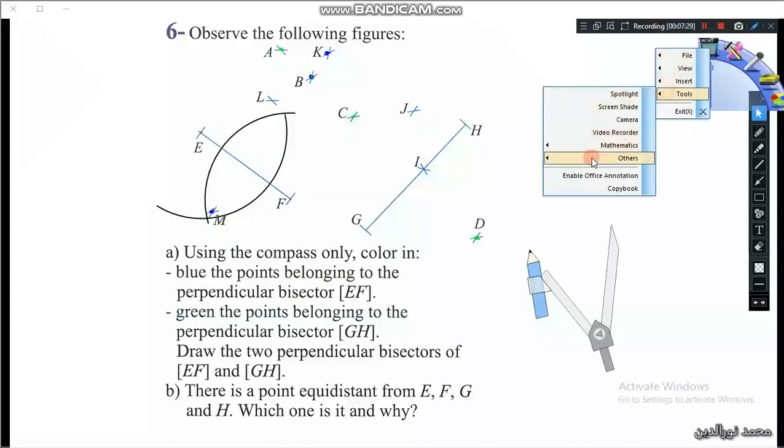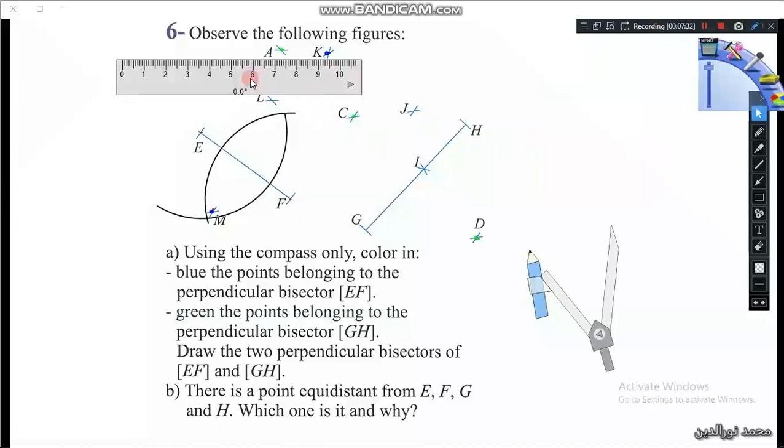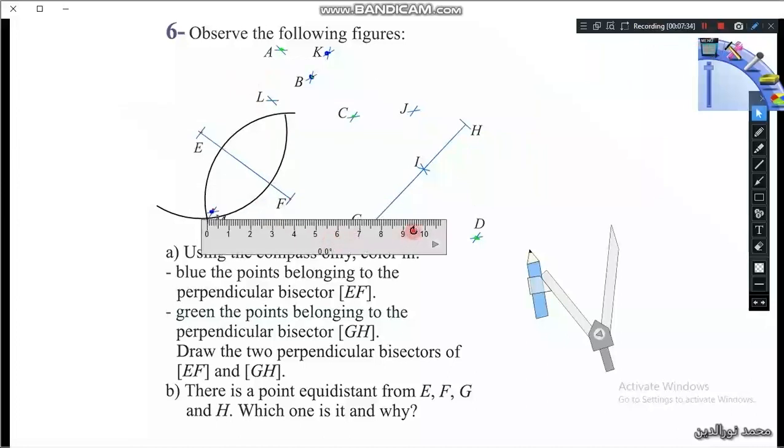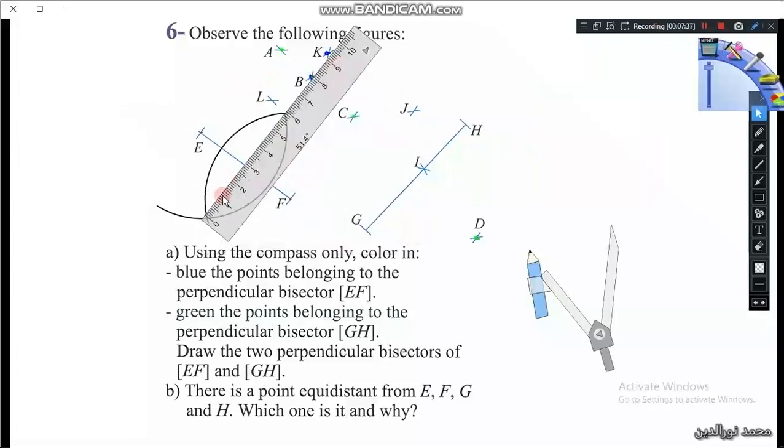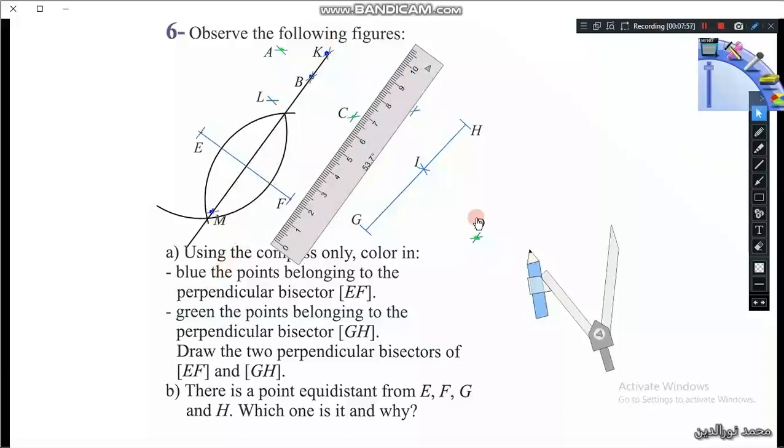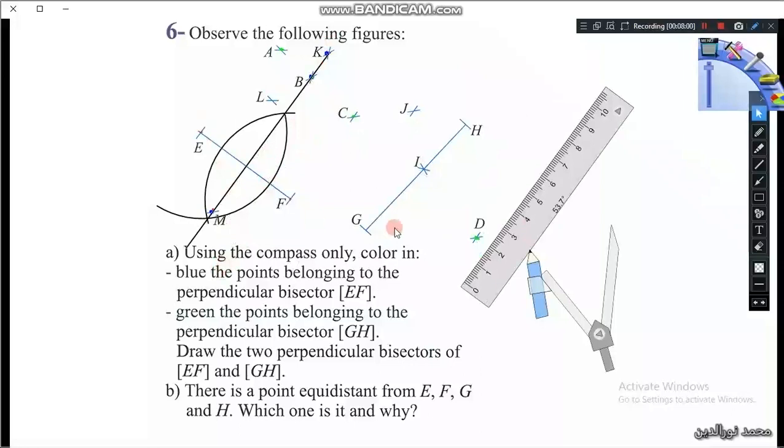And then we use the ruler to join these 2 points. So this is the perpendicular bisector of EF. And then we have to draw the perpendicular bisector of GH.